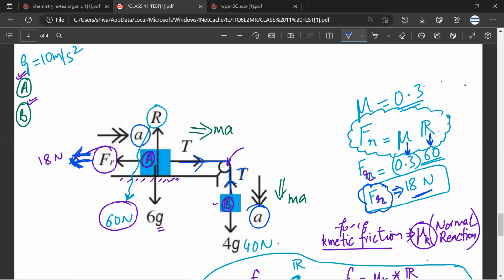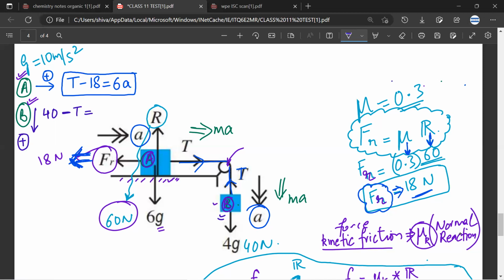Yeah. So when I'm analyzing body A, I will assume that this direction is positive. So my equation would be T minus 18 equals 6 into a. Is it clear, Ms. Avantika? Yeah. When I'm analyzing the motion of B, I will assume that downward is positive. So my equation would be 40 minus T equals 4 into a. Am I making sense?